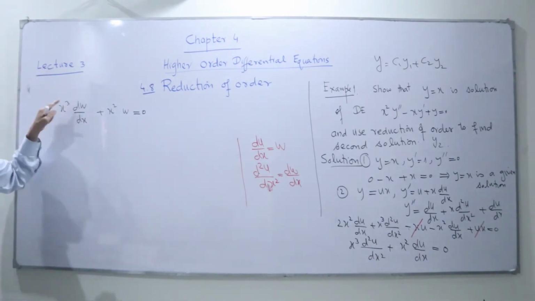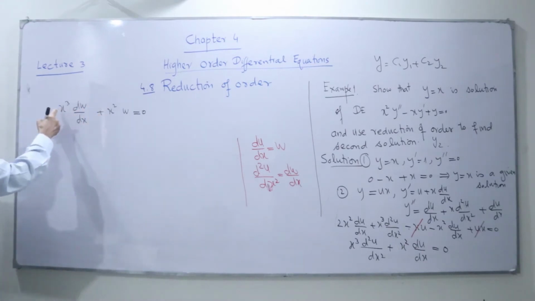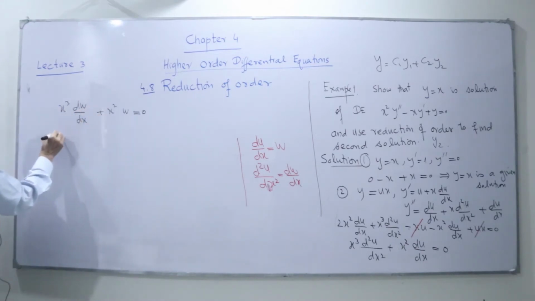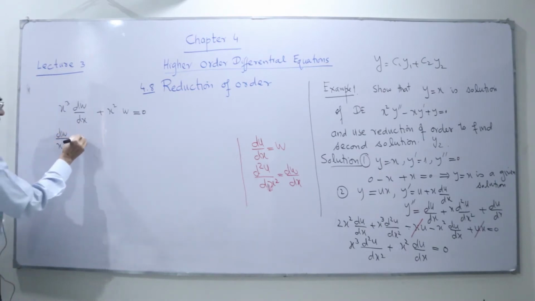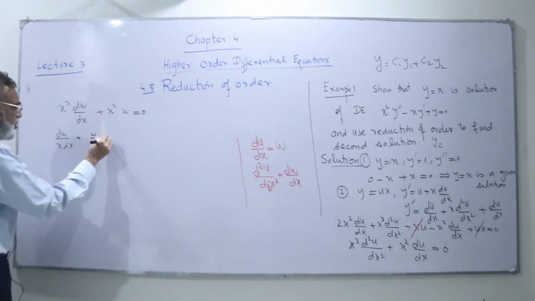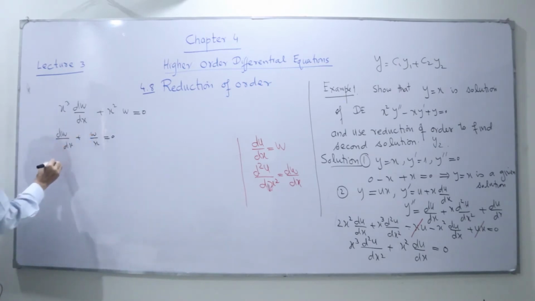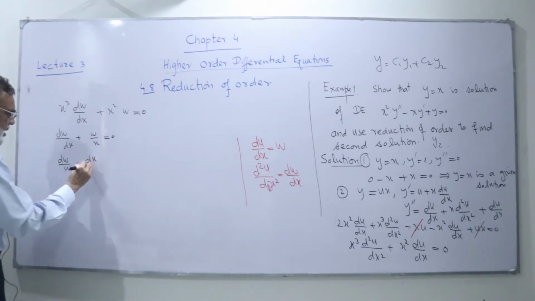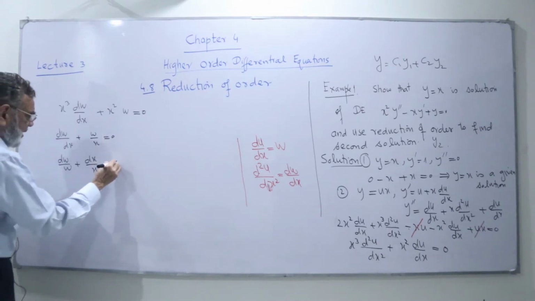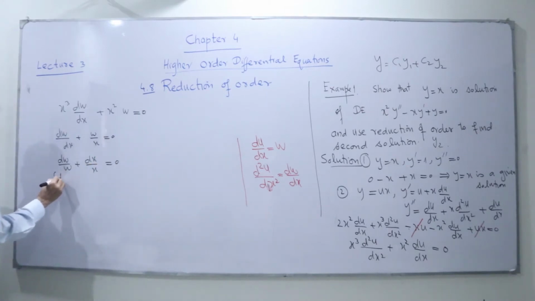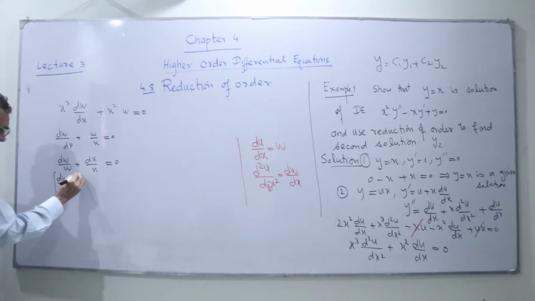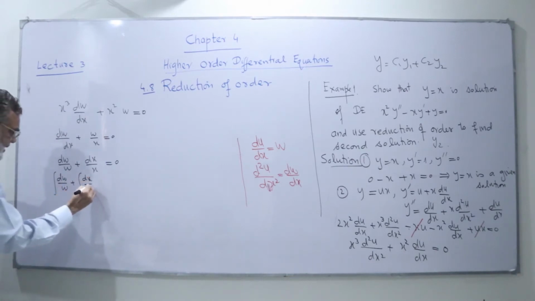Now I can solve this one by separation of variables. I divide by x cubed. I get dw by dx plus w over x equal to 0. Multiply by dx and divide by w, we get dw over w plus dx over x. So it is a variable separable form. We can just integrate both sides. We get integral dw over w plus integral dx over x equal to 0.